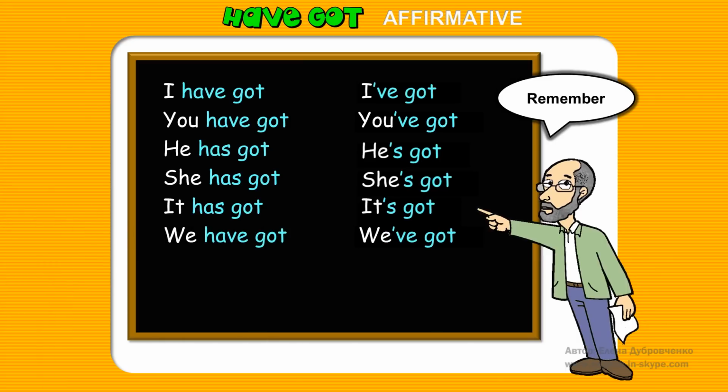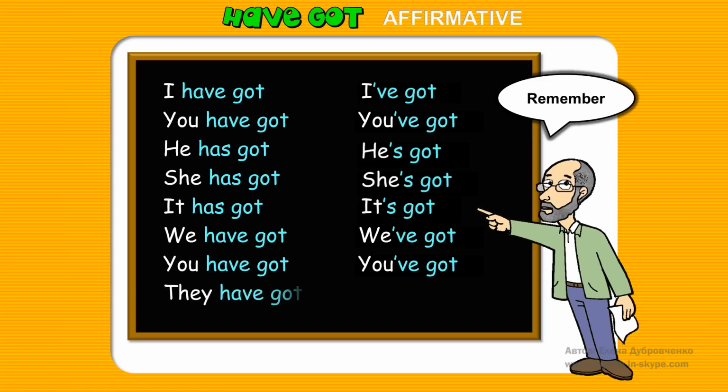We have got. We've got. Мы имеем. You have got. You've got. Вы имеете. They have got. They've got. Они имеют. Вы видите, что оборот has got употребляется только после трех местоимений, после he, she и it. Теперь давайте употребим эти слова в предложениях.